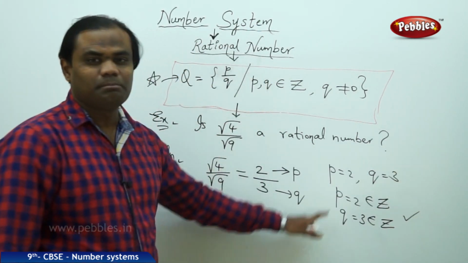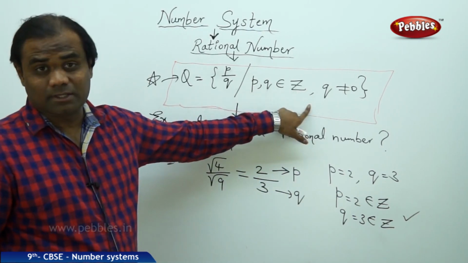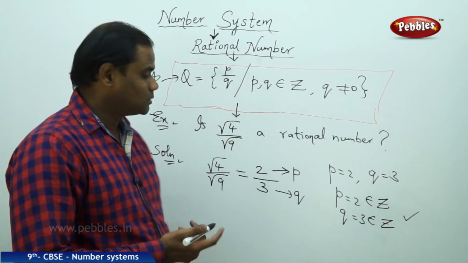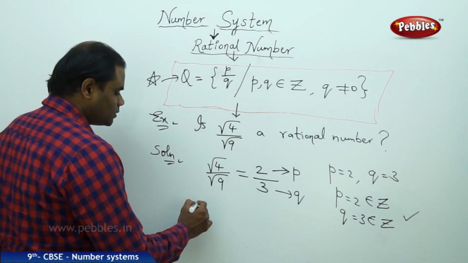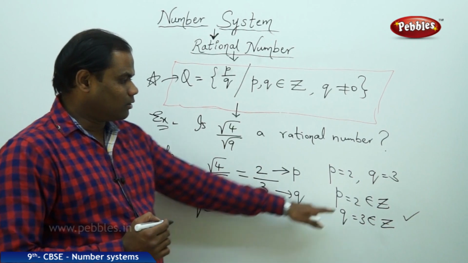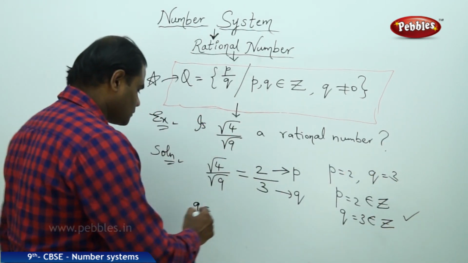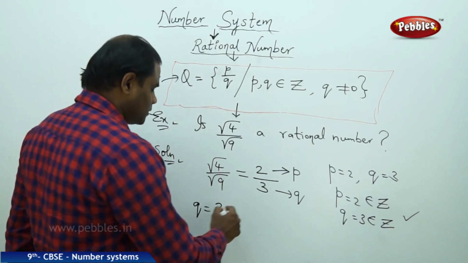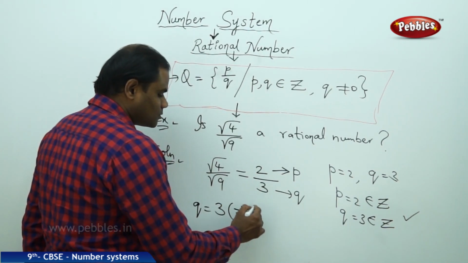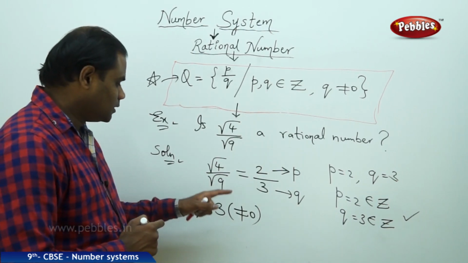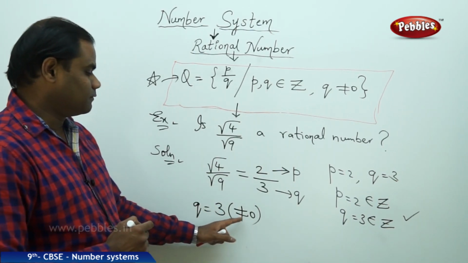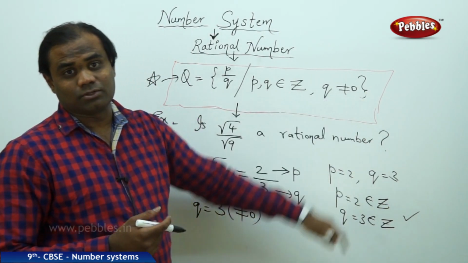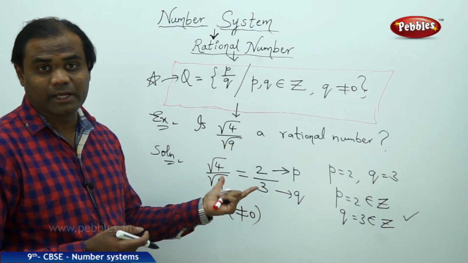Therefore both P and Q pass the test number 1. Now let's try to see the test number 2. Clearly the test number 2 is about picking Q, where I got my value of Q, which is 3, and further 3 is a non-zero number. Therefore this can never be equal to 0, and therefore Q equal to 3, which is not equal to 0, also passes the test number 2 by the number √4/√9.